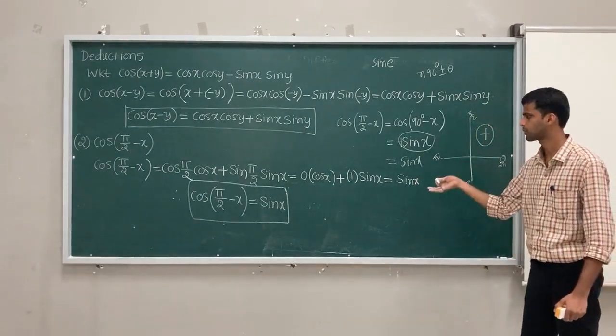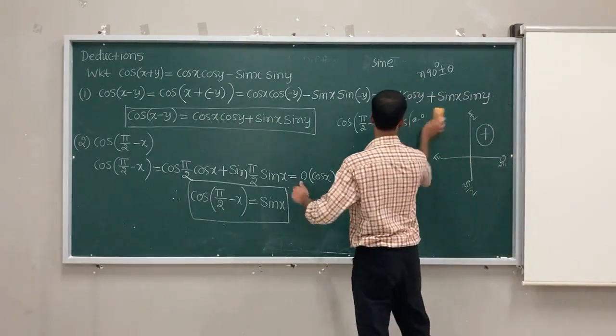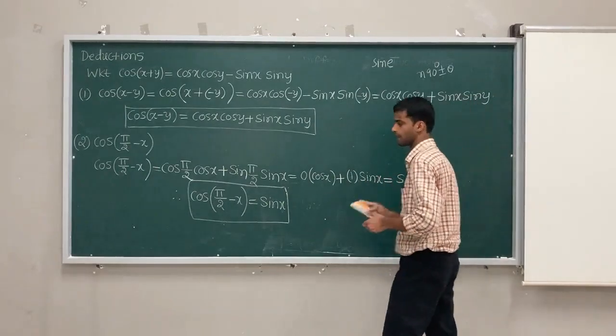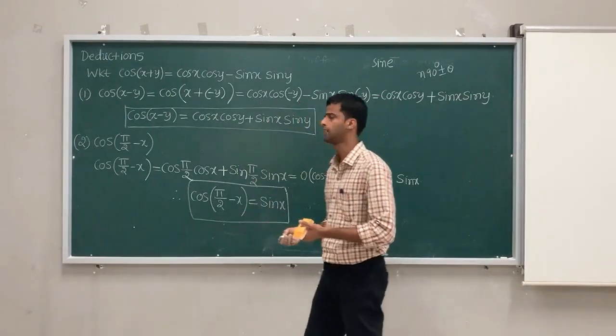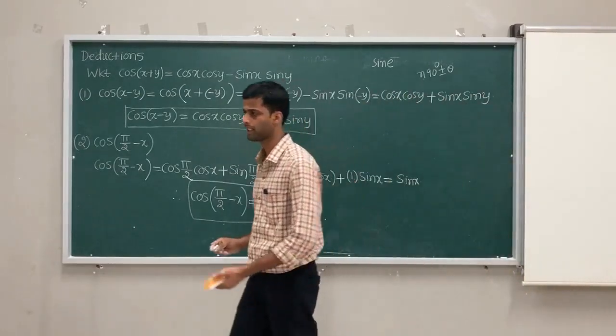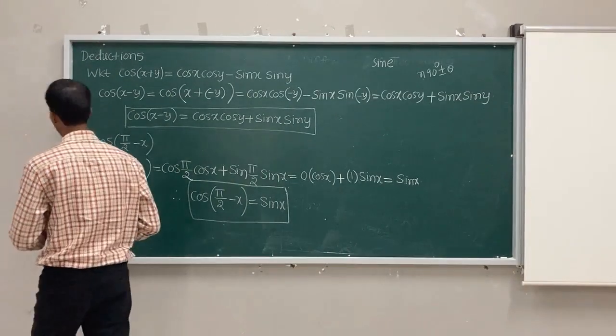Understood? So the ASTC rule is valid here. Okay, fine. It's for your verification. Similarly, in the textbook, many things are given. I prove the ones which you feel are difficult and which are all similar. You just take care of this result. I have one more result here. Let me prove this.